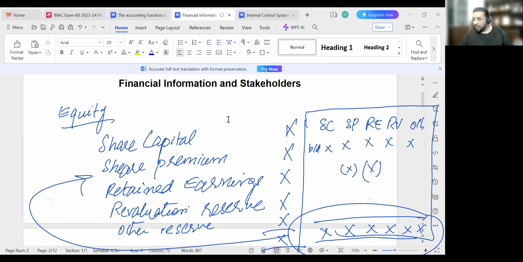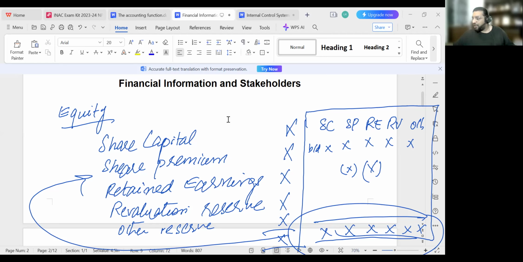Okay, so the statement of changes in equity looks at the movement in your equity, right? For example, if the company issued shares, they are going to have an addition in their share capital and their share premium if the shares are issued at a premium.